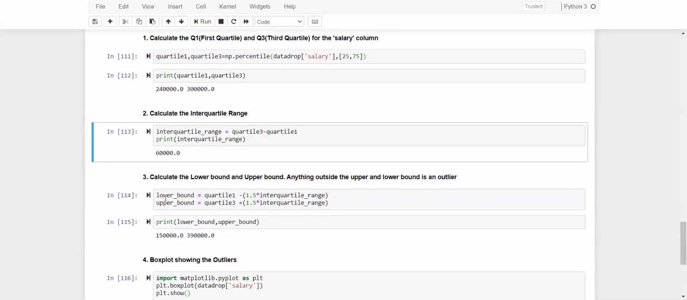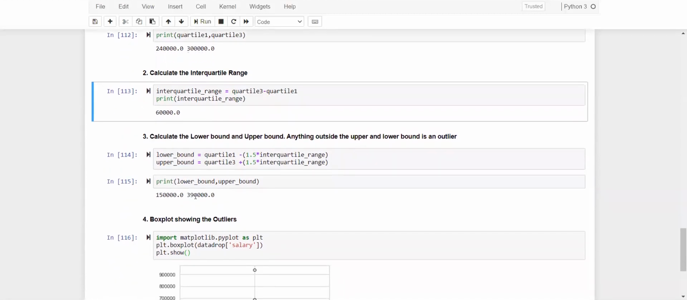And then after that we'll be calculating the lower and upper bound. As I discussed above, the lower bound is Q1 minus 1.5 times the interquartile range, and the upper bound is Q3 plus 1.5 times the interquartile range. The values for the lower and upper bound that we get here are 150,000 and 390,000 respectively. So anything which lies outside this boundary will be considered an outlier.